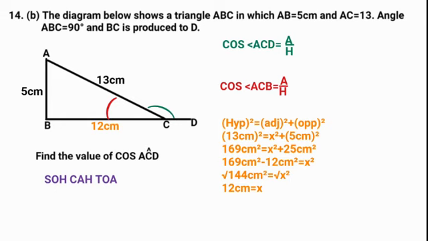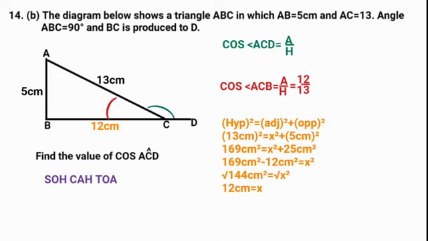So what we're going to do now is find the cosine of angle ACB. So the cosine of angle ACB is adjacent over hypotenuse. What is the adjacent of angle ACB? The adjacent is 12 centimeters, so we write 12 there, which will be over the hypotenuse, which is 13. So 12 over 13 is the cosine of angle ACB.